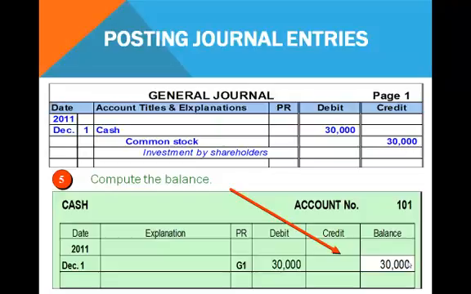Now we update the running balance of the cash account. Well, that's pretty easy to do since this is the first entry we've made, but you can see the running balance down here in the right hand column right here.